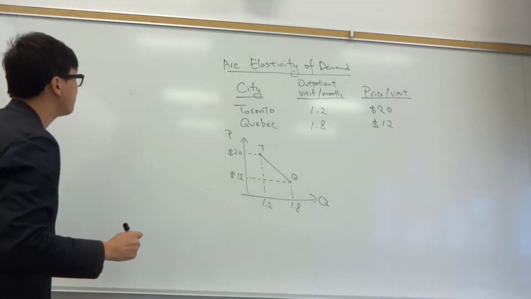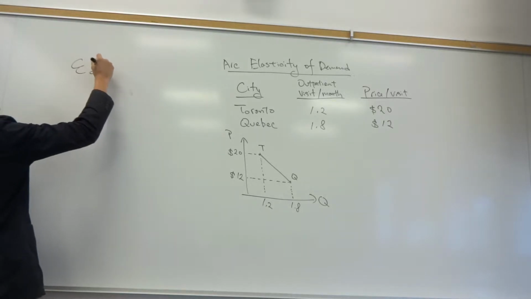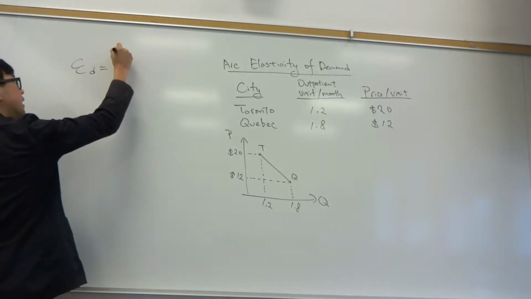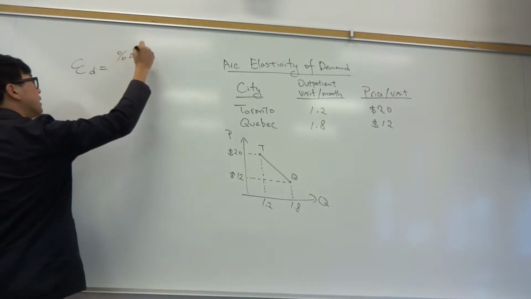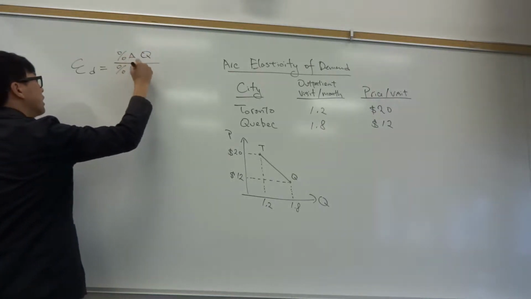So first of all, let me define what elasticity of demand is. The elasticity of demand is calculated by the equation: percentage change in quantity divided by the percentage change in price.